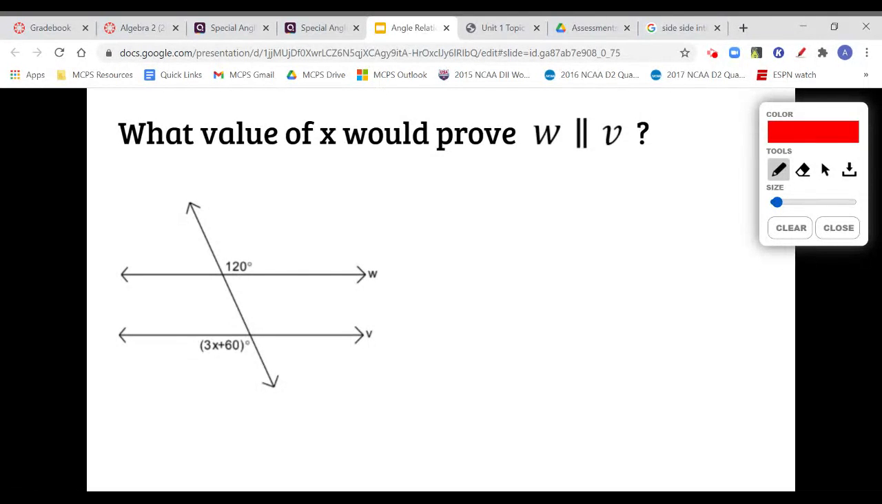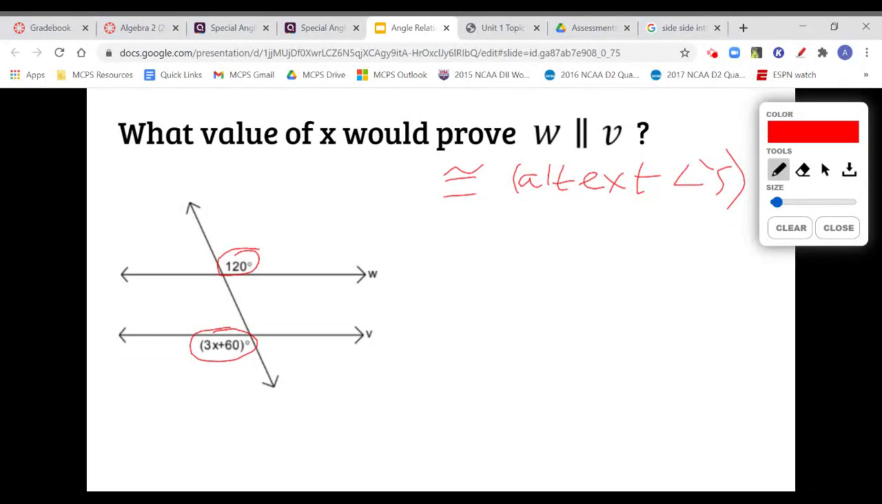So when we are looking at this diagram here, I can see that the two marked angles happen to be alternate exterior angles. Well, I know that when lines are parallel, alternate exterior angles are congruent. So if the lines were parallel, those would have to be congruent. So if I can determine the value of x that makes those two congruent, then I'm going to know that these two lines are parallel.